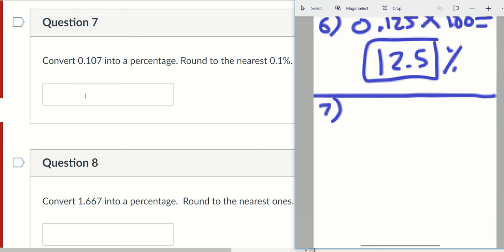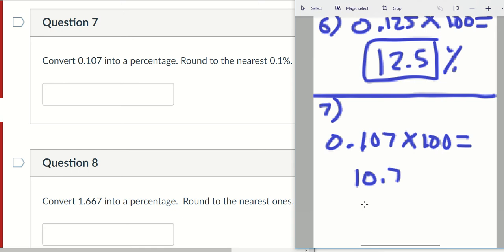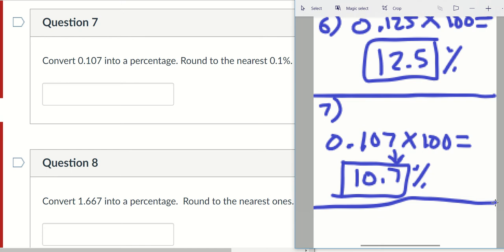Number 7. Convert 0.107 into a percentage. So we have a decimal. We'll need to multiply by 100. And then we do our rounding at the end. So we get 10.7. And it says round to the nearest 0.1%. Well, guess what? The last decimal place is already there to the tenth of a percent. So you're done. Don't have to round. Just enter in 10.7 as your answer.